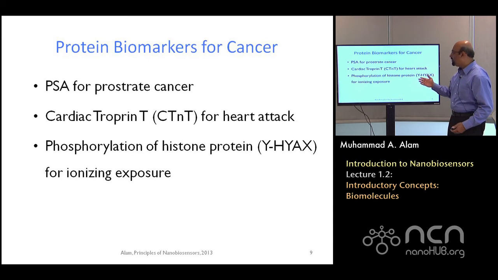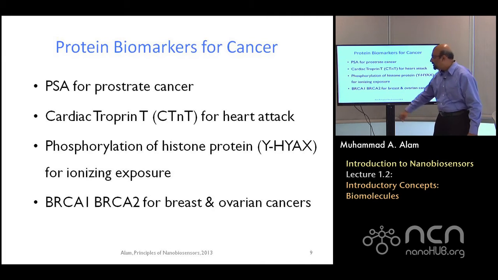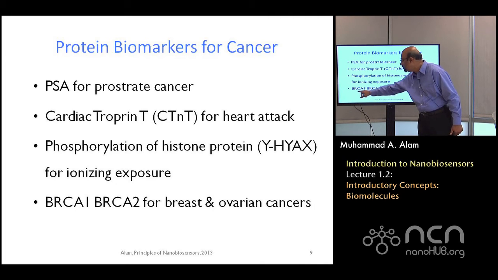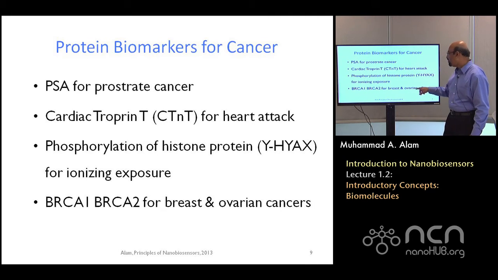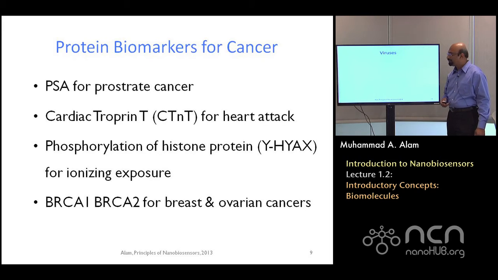There are other types of proteins associated with ionizing exposure, and this BRCA1 and BRCA2, this stands for breast cancer 1, and breast cancer 2 is really a marker for ovarian cancer. Bottom line is identifying these proteins in a solution at very low concentration is extremely important, and therefore there are many tests associated with each one of those protein molecules, and you will see some of them during the course.